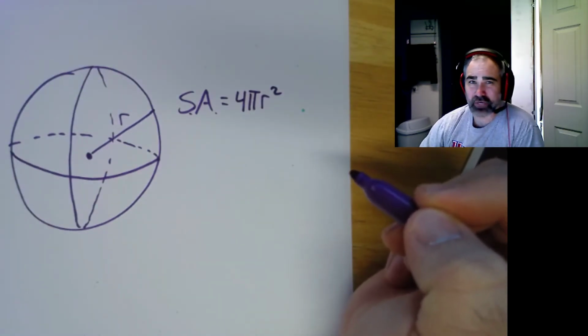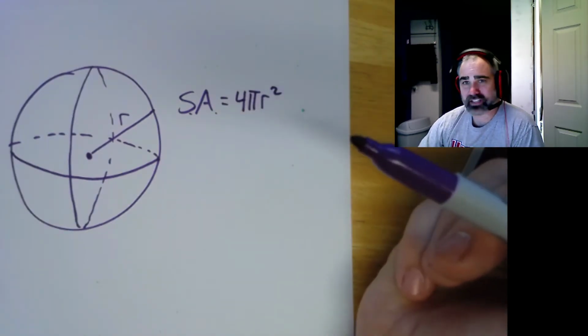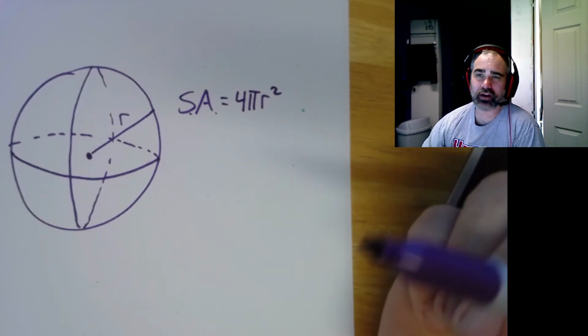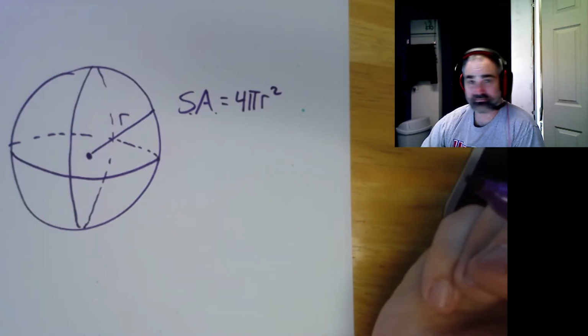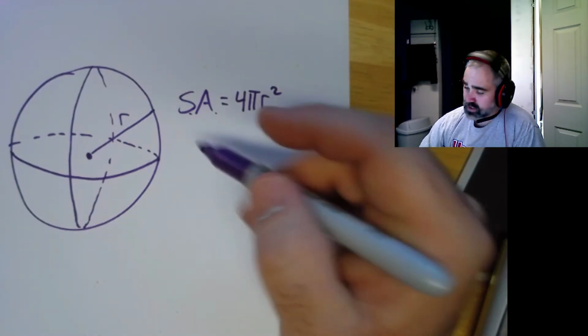That's it. It's not weird or strange. I always find it strange that it's exactly 4. It's not about 4. It's exactly 4 times the surface area, or the area of a circle. But that's it. Okay. The volume is even easier.